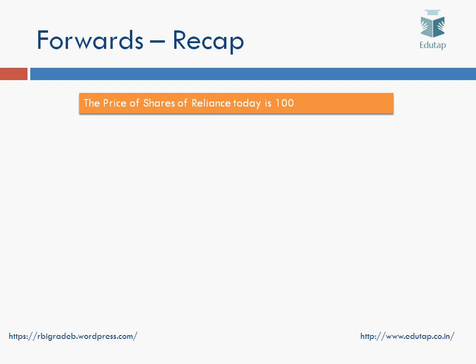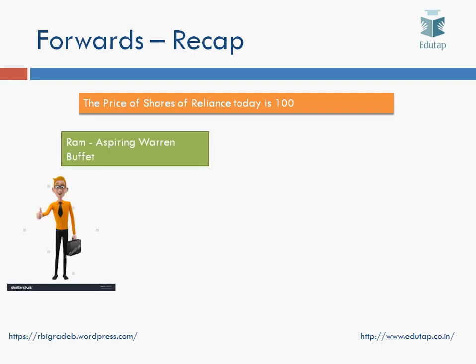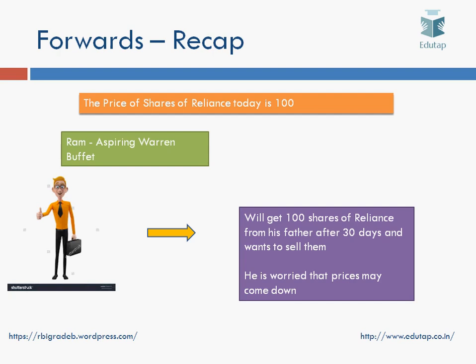We will discuss an example which we discussed in forwards. Let's say the price of shares of Reliance today is 100 and there is Mr. Ram, who's an aspiring Warren Buffett, and he will get around 100 shares of Reliance from his father after 30 days from now. So he wants to sell them when he gets those shares from his father, that is after 30 days, but he is worried that the prices may go down by the time he gets those shares.